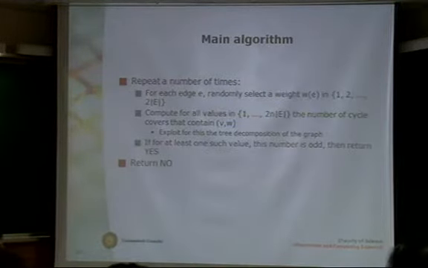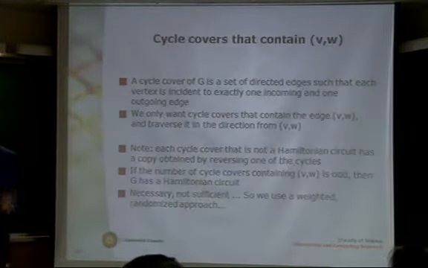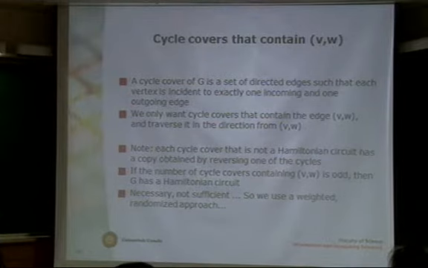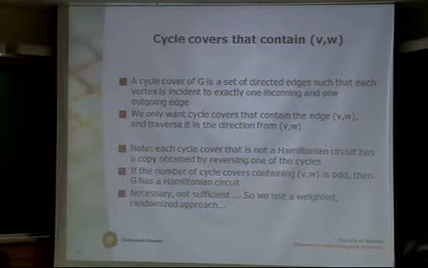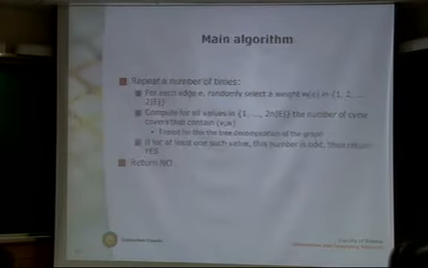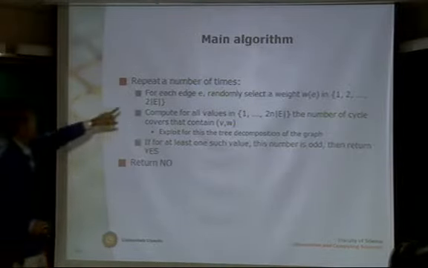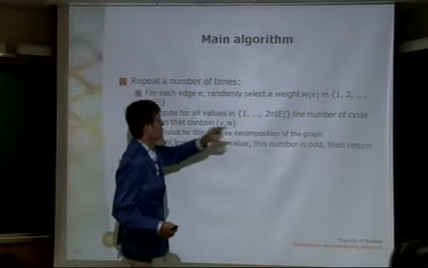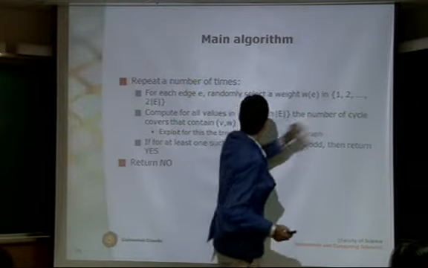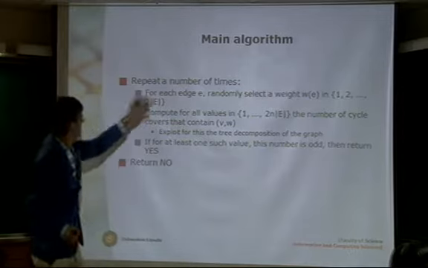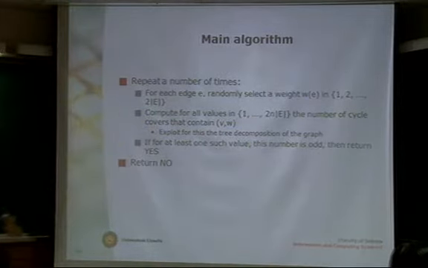The graph itself is undirected. The cycle cover is directed, and I count the number of directed cycle covers. Now I want to know if this number is odd. But instead, for every edge in my graph, I randomly select a weight. I give it a weight from 1 up to a maximum weight of 2 times the number of edges. This is my random weight.